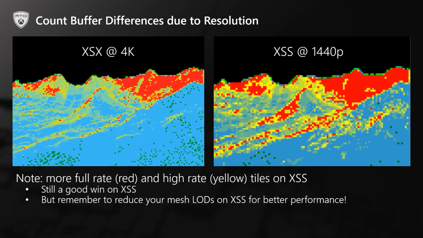And again, just to highlight that the Xbox Series S is running the same mesh LODs, and therefore the triangle sizes are much smaller, and you can see here exactly what that does to the count buffer. The number of lighting calculations we have to do has gone up, and significantly so in the number of full rate tiles where we have to light every single pixel.